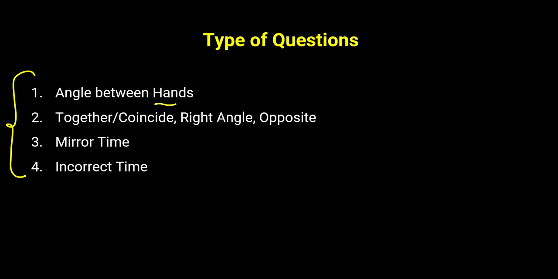Now here, first one is angle between hands. The primary question every student will have is, sir, in a clock we have minute hand, hour hand, and second hand as well, so what do hands mean? Here we'll discuss only the minute hand and hour hand, no second hand. Please keep in mind, in the entire topic the discussion is only regarding the minute hand and hour hand. When I mention hands are together, it's about the minute hand and hour hand. When hands are at right angle, the minute hand and hour hand should create a right angle. Hands are opposite means it should be like a straight line.